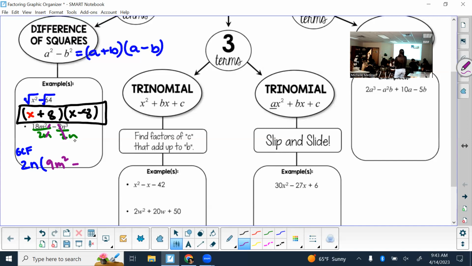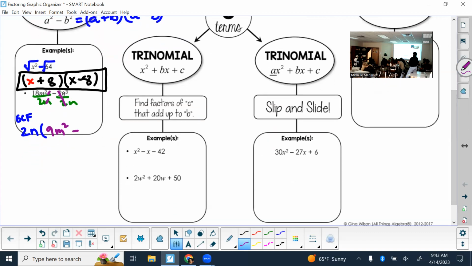What's n cubed divided by n? No, n cubed divided by n. n squared is correct. So maybe here's a better visual. If it's n cubed, that's n times n times n, and it's being divided by n. So really just one of them canceled and I have 2 left, n squared. Okay. So we factored out a GCF. Questions on GCF?